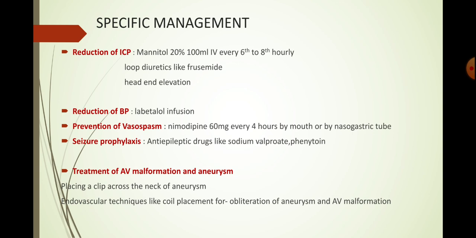And now comes the main part, how you treat AV malformation and aneurysm. We said rupture of saccular aneurysm is the most common cause, and the second most common cause is trauma. Now aneurysm can be treated by placing a clip across the neck of the aneurysm, and you can go for endovascular techniques like coil placement for the obliteration of AV malformation and aneurysm.